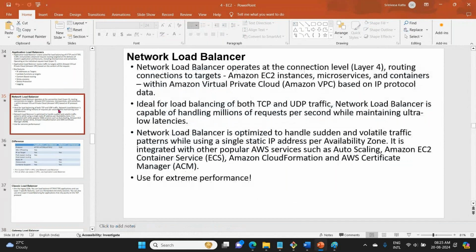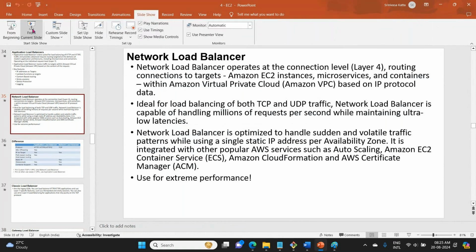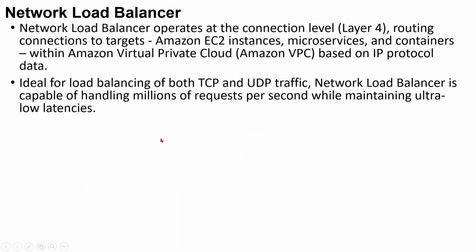But again, what AWS says here is that it gives the best performance compared to the application load balancer for custom traffic. Normally, traffic comes from the TCP and UDP protocols. That means it is ideal for load balancing on both TCP and UDP. That means whatever I say, custom TCP. This is capable of handling millions of requests per second while maintaining ultra low latency.